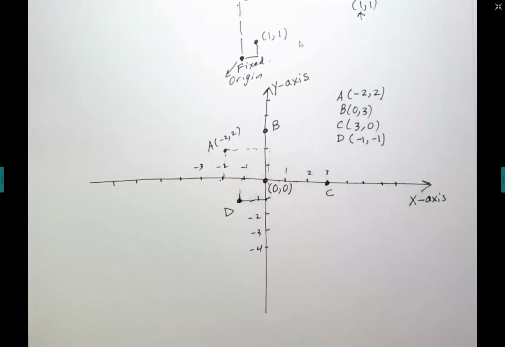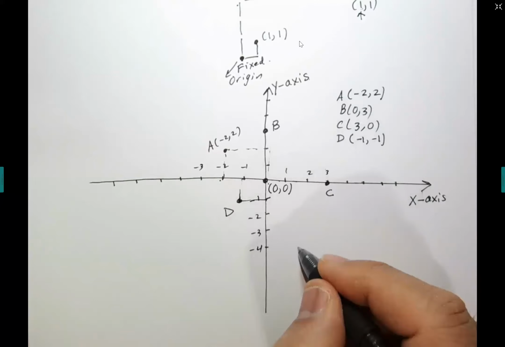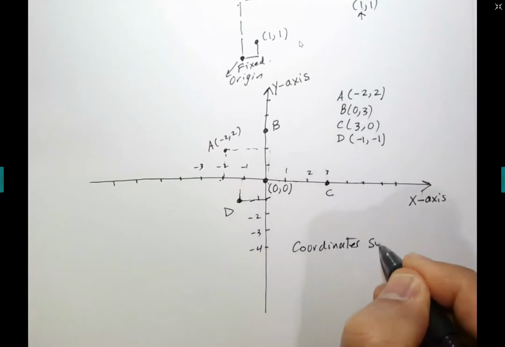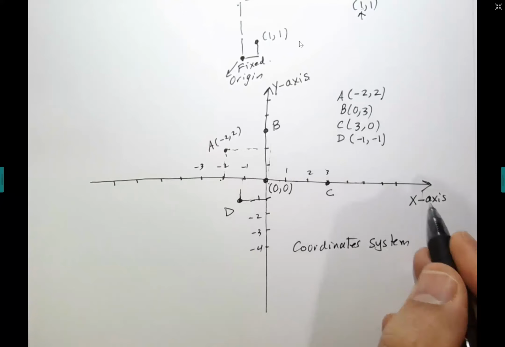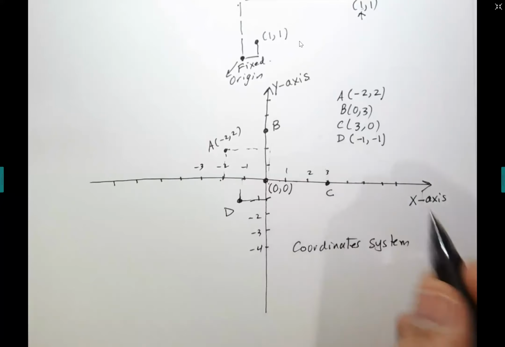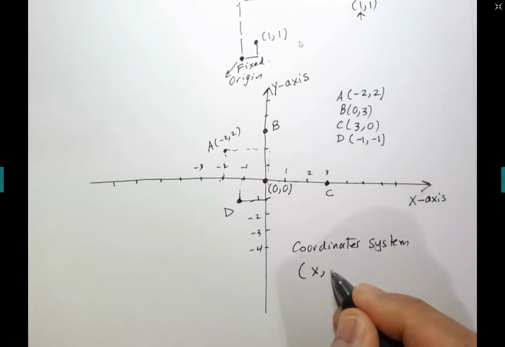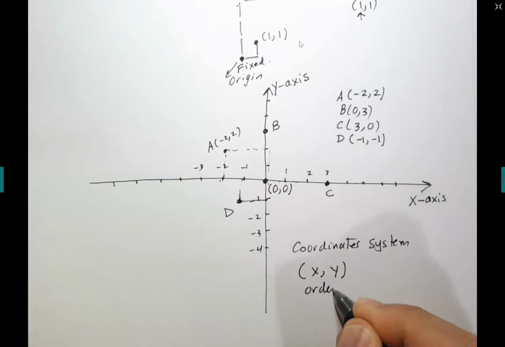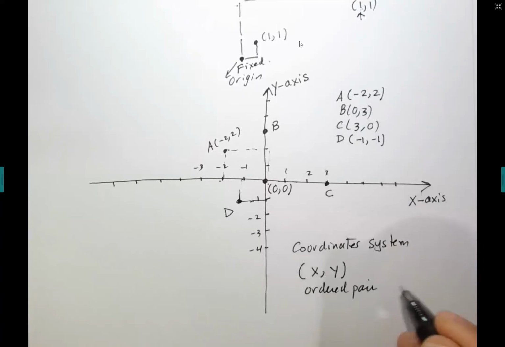So this is how you label points on the coordinate system. The whole thing, guys, they call in mathematics the coordinate system. Why is it called a system? Because it has two things, the x-axis and the y-axis, x and y. And this is called an ordered pair. X and y are related. Actually, x is called the independent variable and y is called the dependent variable. So they're all attached, all the time attached to each other.